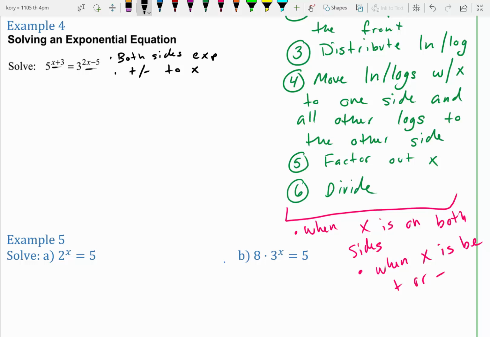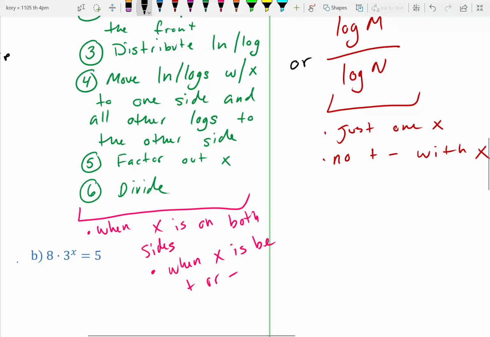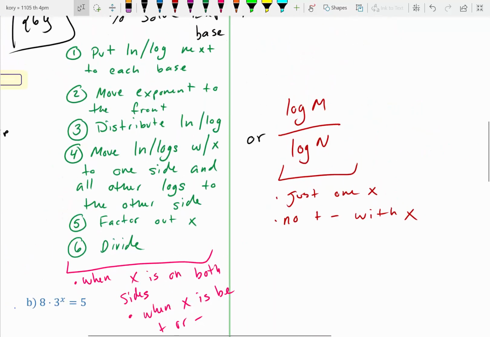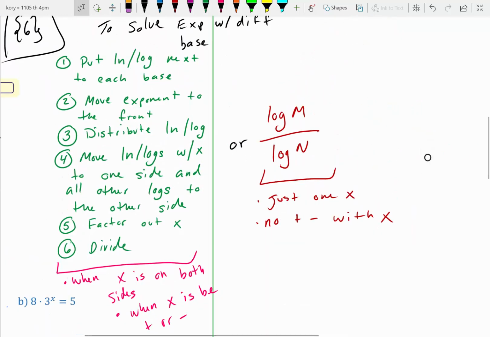So you have to approach these 2 different ways. And here are the 2 different ways. One way is very long, one way is very short. Oh no, they're completely different. Yeah. So please write both of these. I'll explain them. The one on the right is the change of base formula. You do that if you just have one x and there's no adding or subtracting with the x, just like example 5.